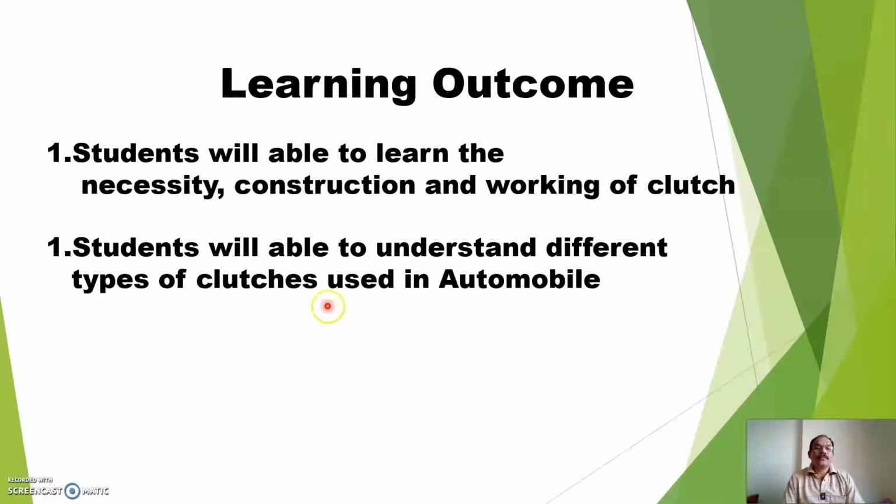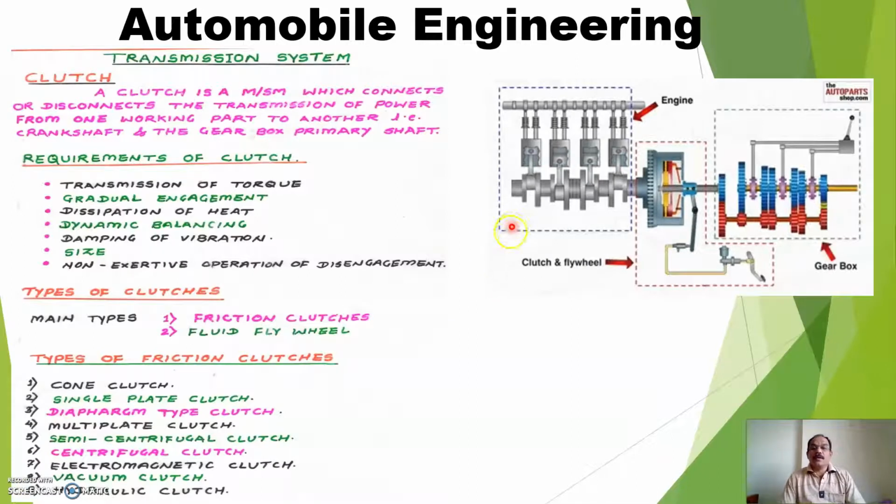Now, today we'll learn two objectives. One is the necessity, construction and working of the clutch, and second is the types of clutches used in the automobile. Now, clutch is a very important part which engages and disengages your engine from the transmission system.